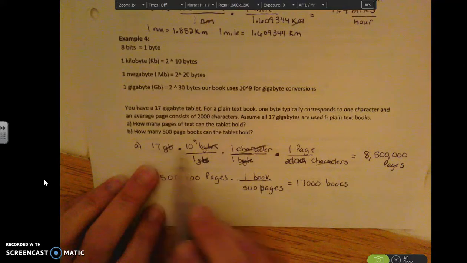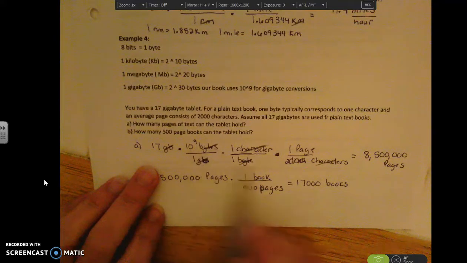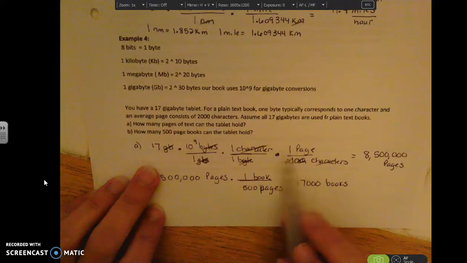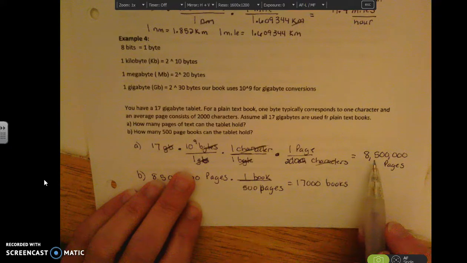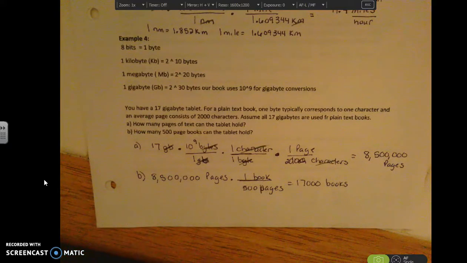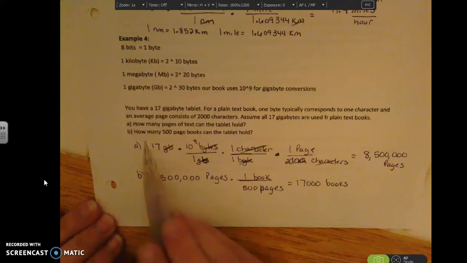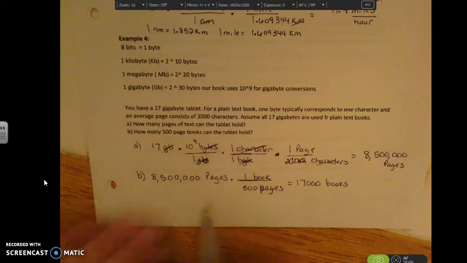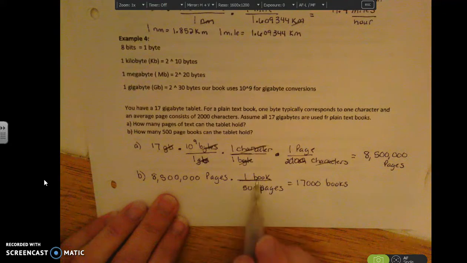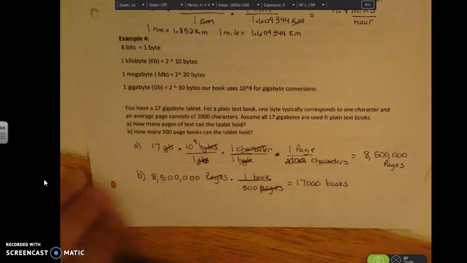So I multiply the 17 times 10 to the 9th power, and then times the 1 times the 1, and then I'm going to divide by 2,000, and I end up with 8,500,000 pages. So my tablet, that's 17 gigabytes, can hold 8,500,000 pages. The second part says, if a book typically has 500 pages, how many books can the tablet hold? So we have the 8 million pages. 1 book equals 500 pages. Pages cancel out. And I'm left with 17,000 books.